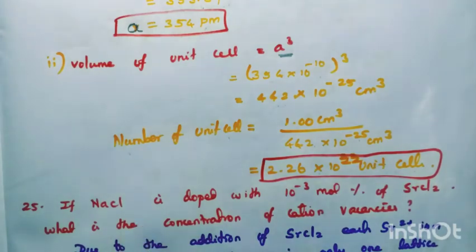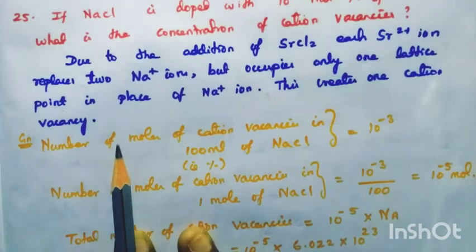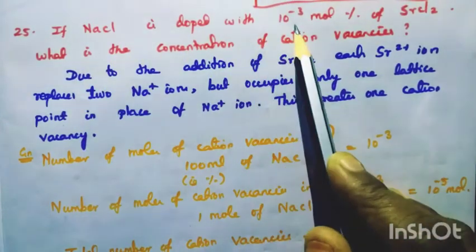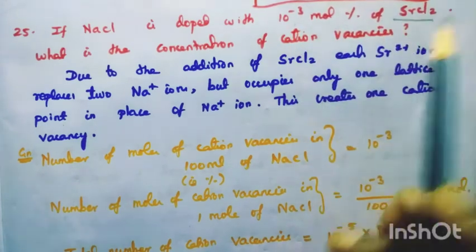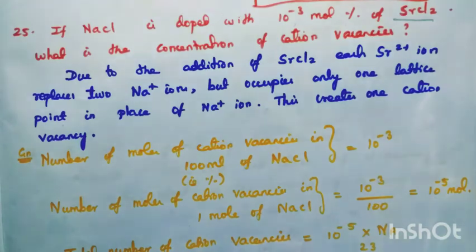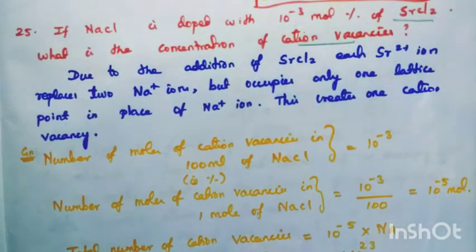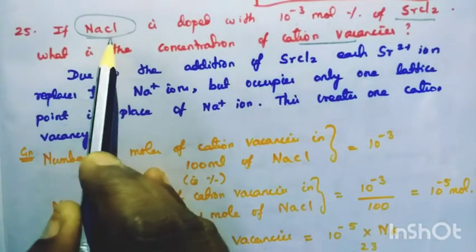Next problem. If NaCl is doped with 10 power minus 3 mole percentage of SrCl2, strontium chloride, what is the concentration of cationic vacancies? The number of cationic vacancies we have to find due to the addition of it. That means, what is the problem given in NaCl?